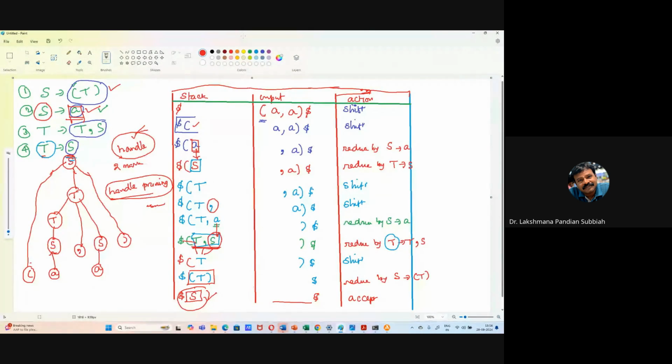Right? So here in a big question, they may ask, they will give a grammar and then they will give a string and you have to draw the table. Shift reduce parsing table. So this is called the shift reduce parsing table.